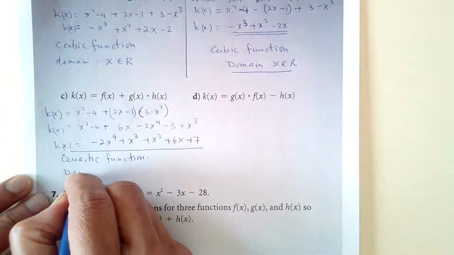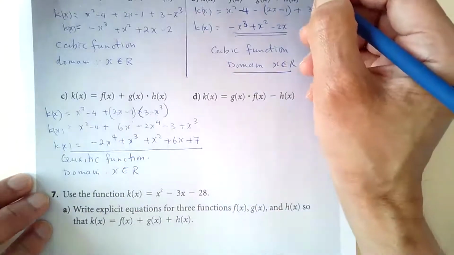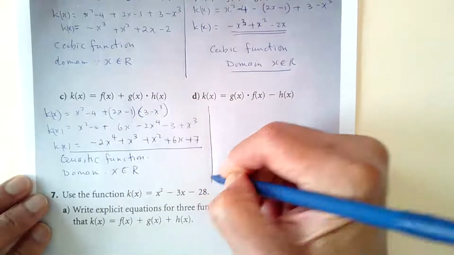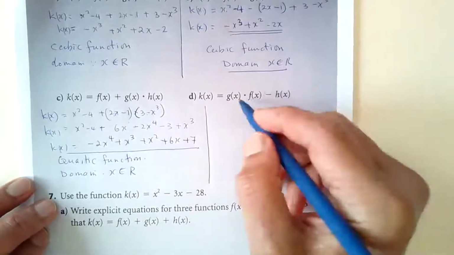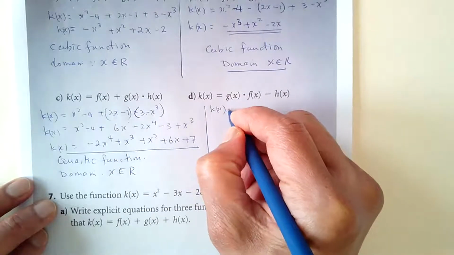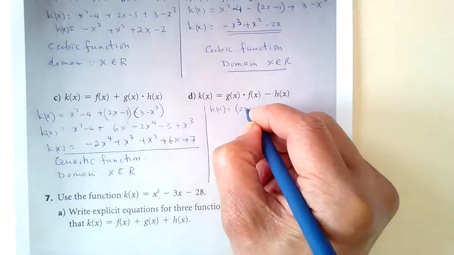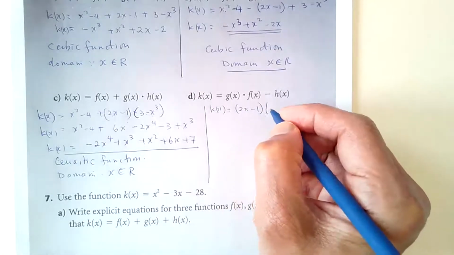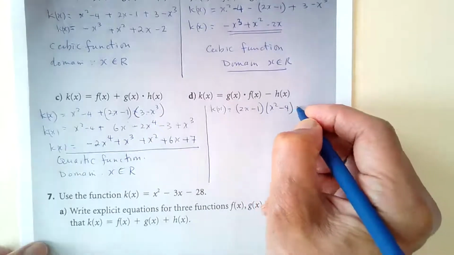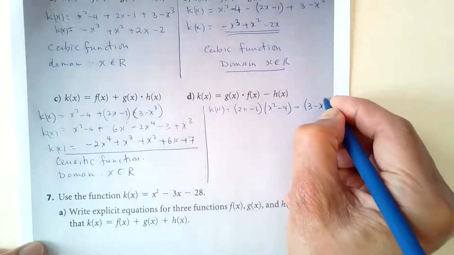So the domain, x equals. Here we have a product and a difference. So k of x, put these in brackets, (2x minus 1) multiplied by (x squared minus 4), subtract (3 minus x cubed).